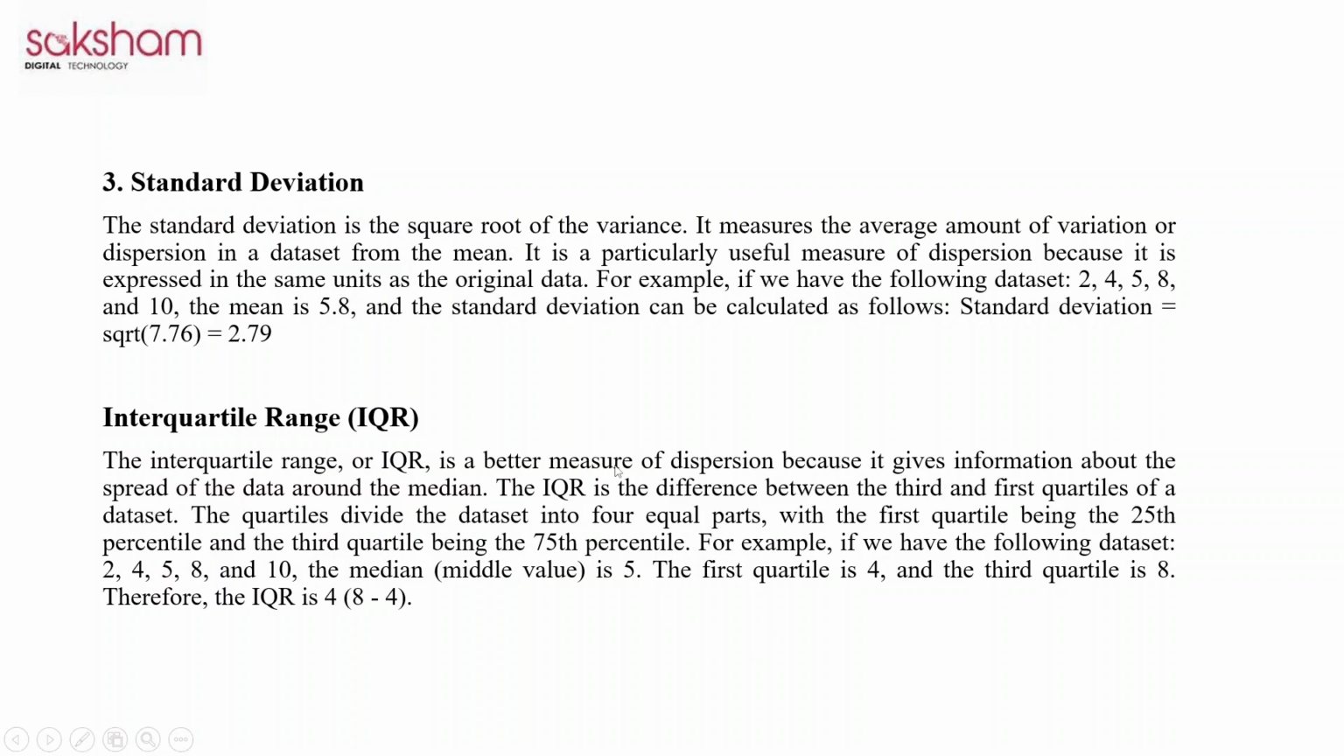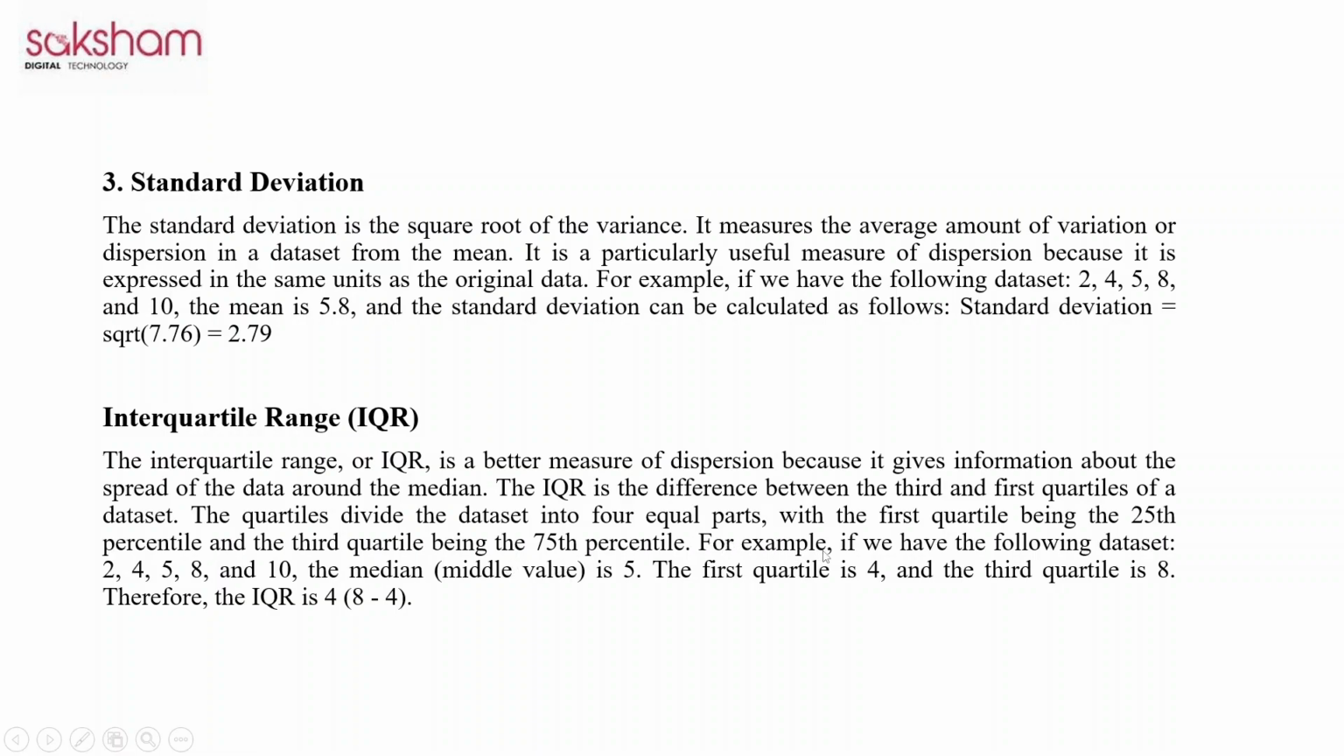The IQR is the difference between the third and first quartiles of the data set. So we have the concept of quartiles. So what are quartiles? Quartiles indicate the range in which the data exists. Quartiles will say that 25% of the data exists up to this value, 50% up to this, and 75% up to this. So the quartiles divide the dataset into four equal parts, with the first quartile being at the 25th percentile and the third quartile being at the 75th percentile.